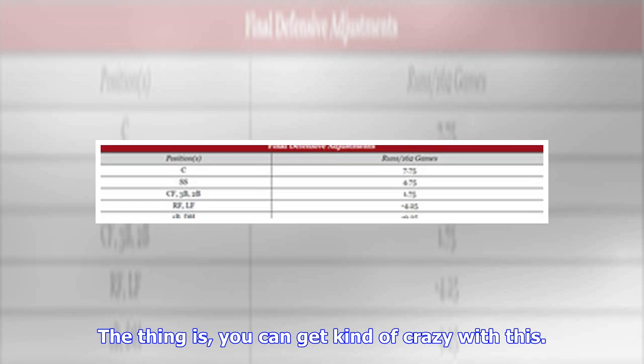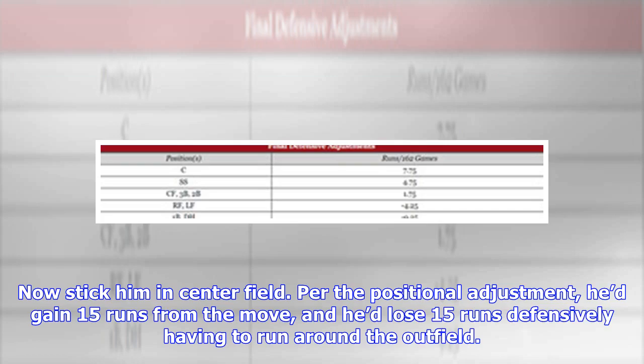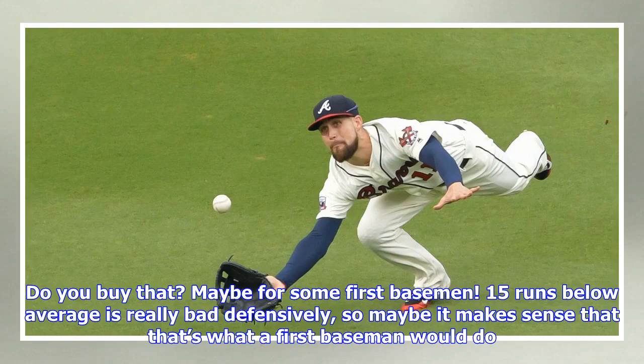The thing is, you can get kind of crazy with this. Imagine a lumbering first baseman, -12.5 positional adjustment, who manages to be average defensively relative to other first basemen. Now stick him in center field. For the positional adjustment, he'd gain 15 runs from the move, and he'd lose 15 runs defensively having to run around the outfield. Do you buy that? Maybe for some first basemen, 15 runs below average is really bad defensively, so maybe it makes sense that that's what a first baseman would do.